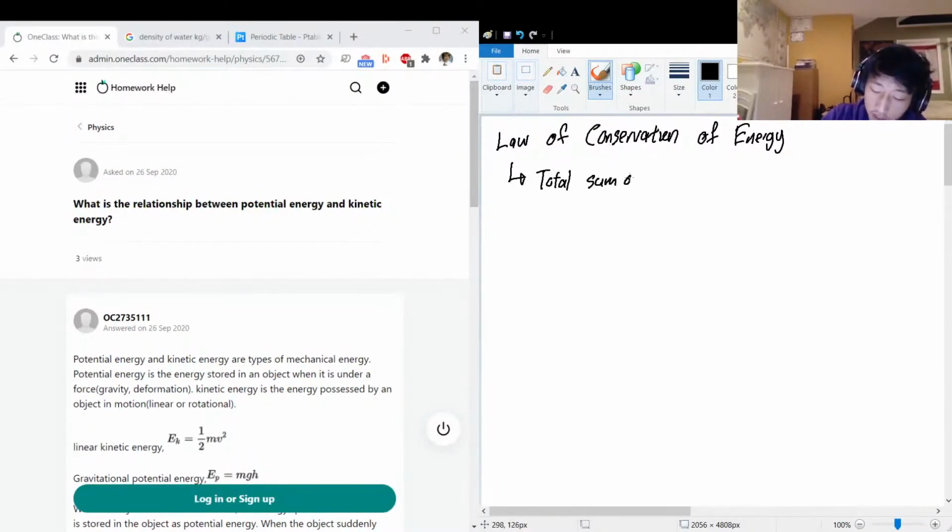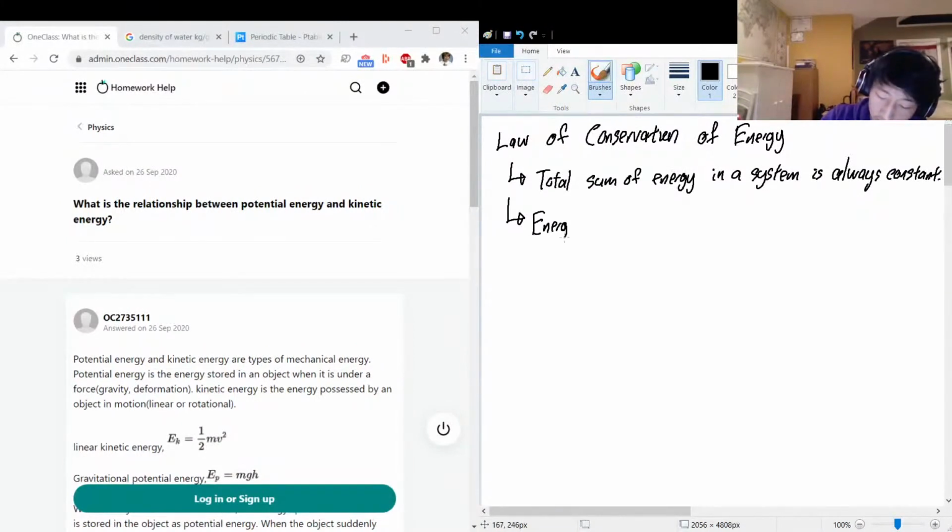sum of energy in a system is always constant. Or, in other words, energy cannot emerge from nowhere. Energy can only be transferred, never spontaneously made.